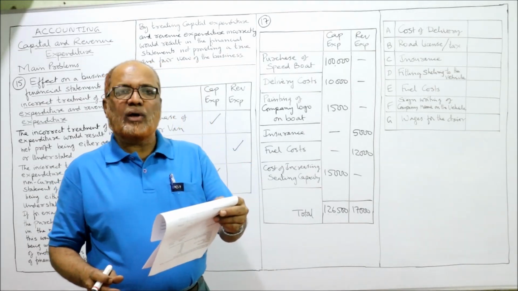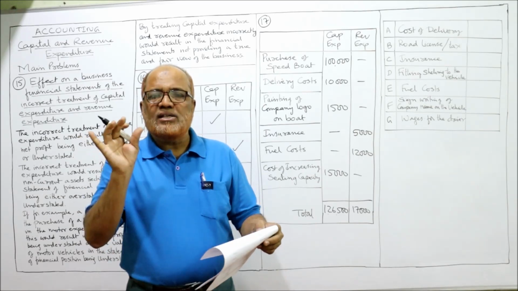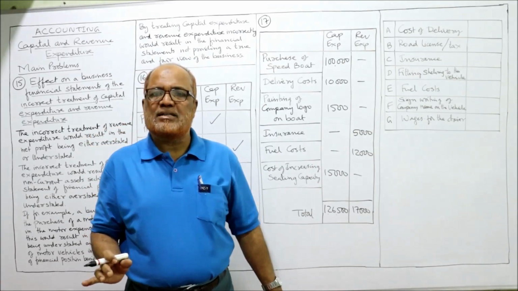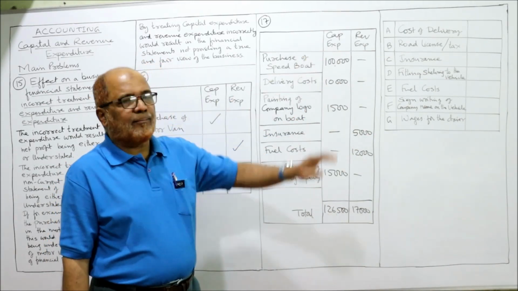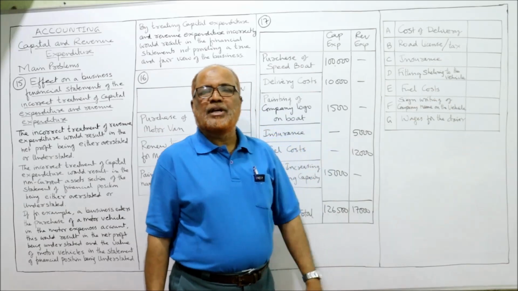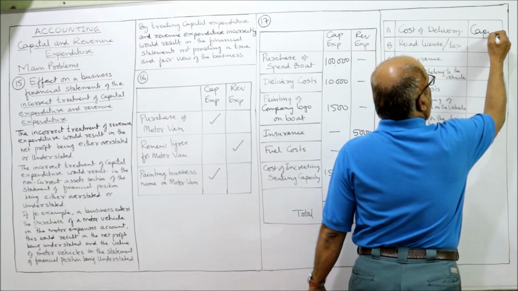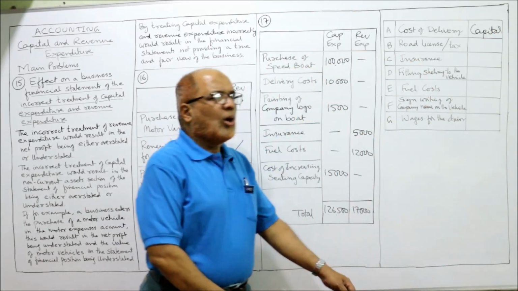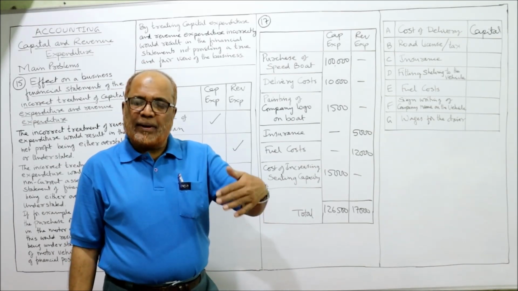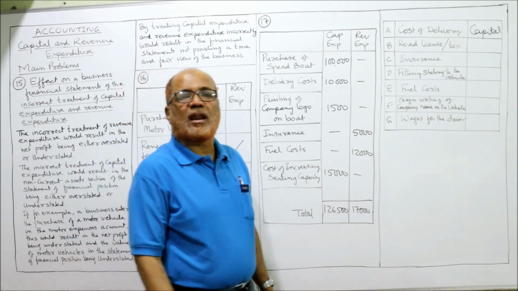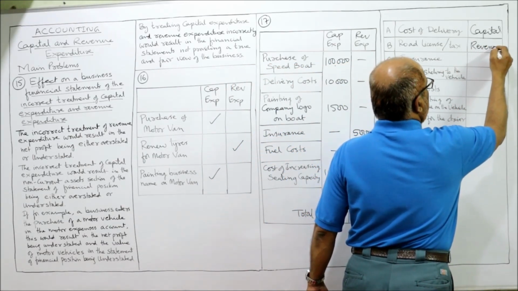Identify whether each of the following is a capital expenditure or revenue expenditure. No amounts are required. Only specify whether it is capital or revenue. Each of the items is given. Cost of delivery. A point is cost of delivery. It's a capital expenditure. So I'm writing here capital expenditure. Capital. That's all. Road license and taxes. It's a recurring expenditure. It will be paid again and again. So it will be taken as a revenue expenditure.